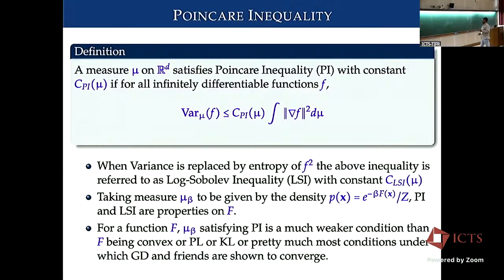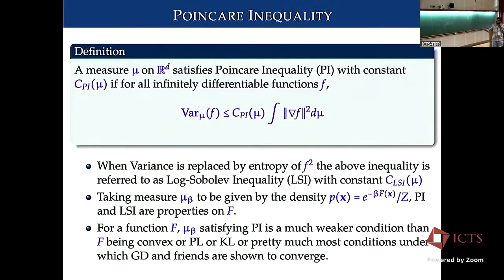Specifically, a measure mu on R to the D is said to satisfy the Poincare inequality if the following happens. There is some constant, we'll call it C sub pi, such that for every infinitely differentiable function f, the variance of f can be upper bounded by the constant times the expected value of the norm of the gradient squared. This is the Poincare inequality, and if you replace variance here by entropy of f squared, that's called the log Sobolev inequality. It's a stronger version.